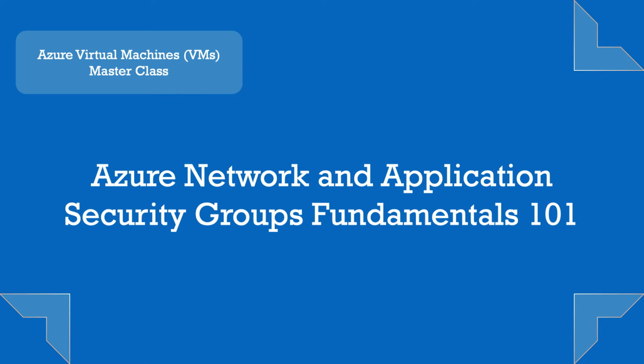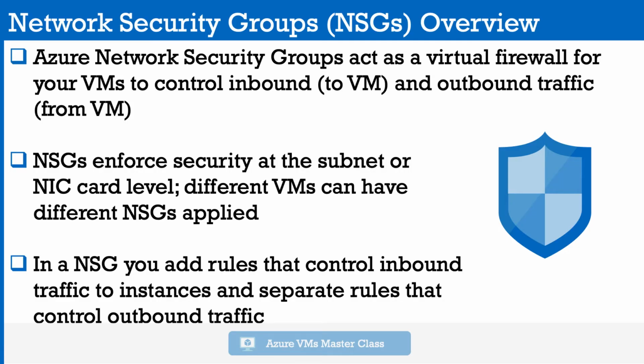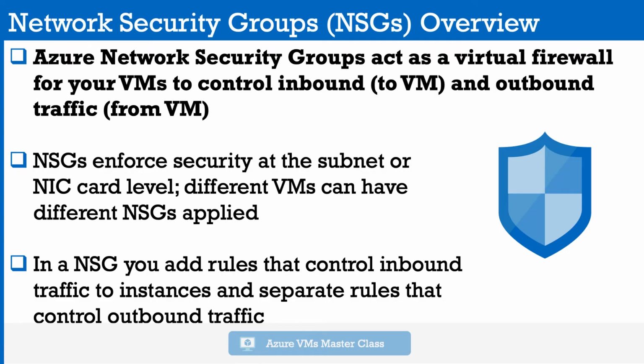In this lecture, we will cover Azure Network and Application Security Groups fundamentals. So we will start with NSGs. Azure Network Security Groups act as a virtual firewall for your virtual machines in order to control inbound and outbound traffic. So inbound traffic refers to traffic that is originated outside Azure, so outside the virtual network.